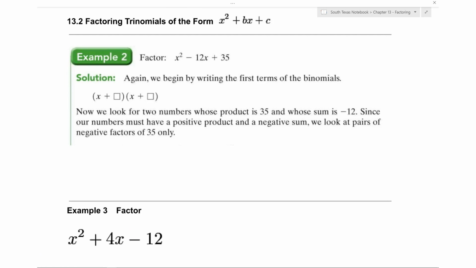So once again, we want to factor the trinomial x squared plus 12x plus 35. You notice that we have x squared at the beginning of the trinomial, so we know it's going to be x plus some number times x plus another number, the same number or a different number. So we're going to find the factors of 35. We're going to make a table.